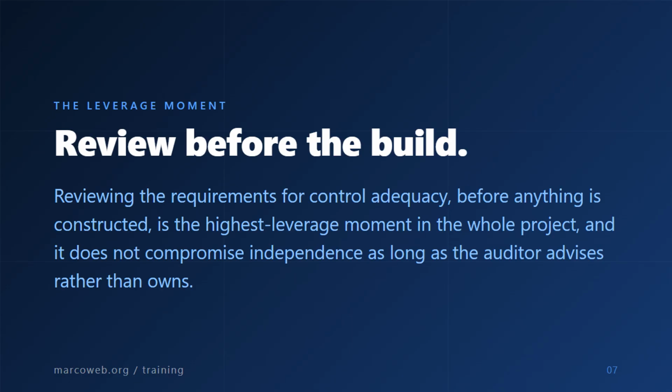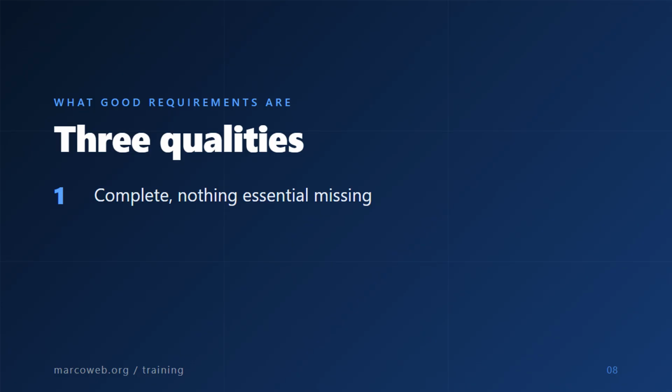This is where the auditor's advisory role pays off. Reviewing the requirements for control adequacy before anything is built is the highest leverage moment in the whole project. And it does not compromise independence, as long as the auditor advises rather than owns, exactly the line from the previous lesson. So what does a good requirement look like?